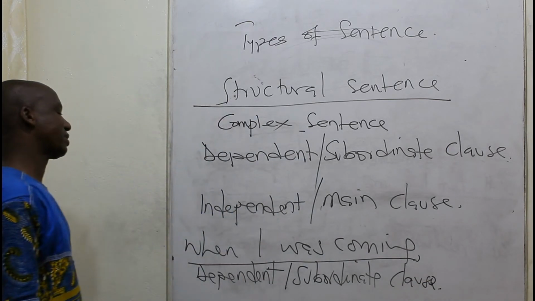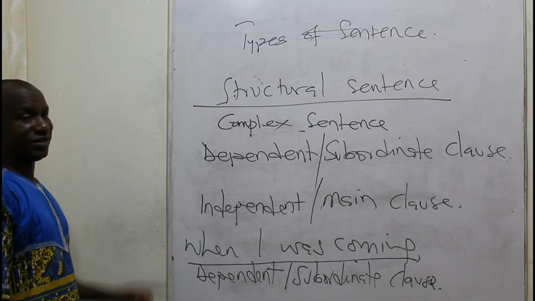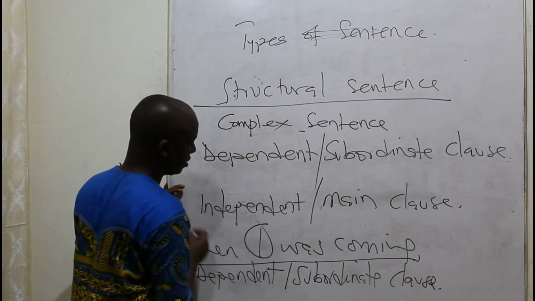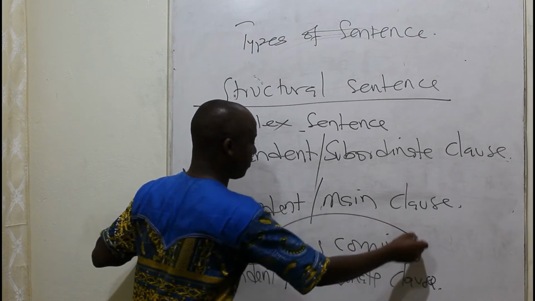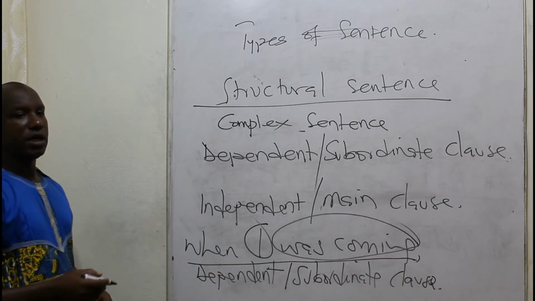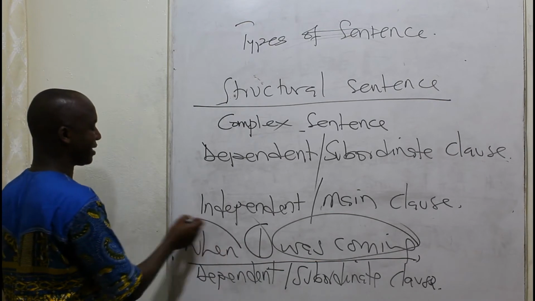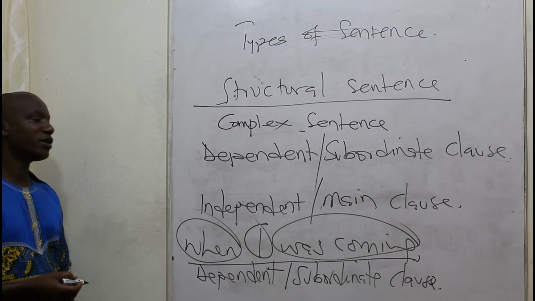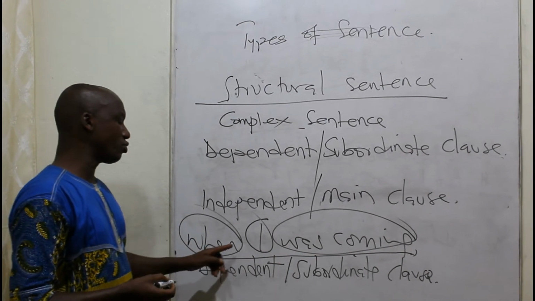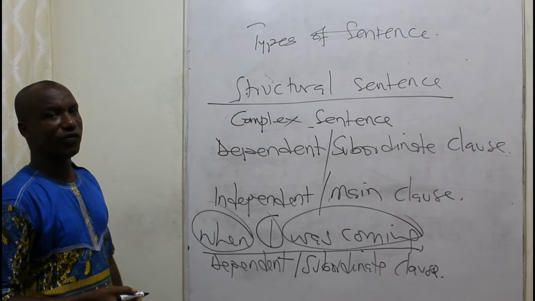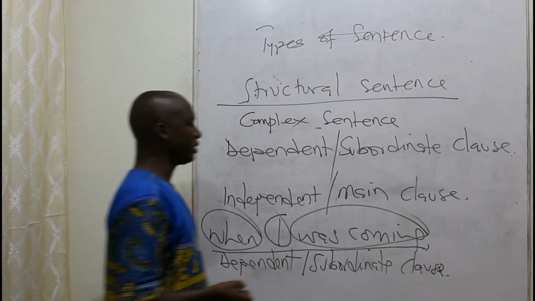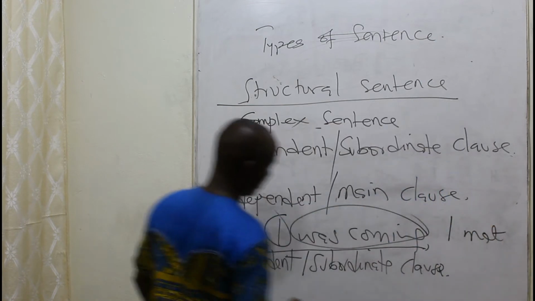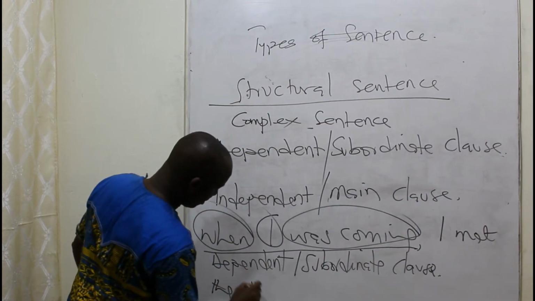This is what we refer to as dependent or subordinate clause. Because if I say when I was coming, it is a clause because it has a subject and it has a verb in it. And then it begins with a subordinating conjunction. That is why we say it is dependent or subordinate clause. Meaning this has to rely on another part of the sentence, which is I met the principal.